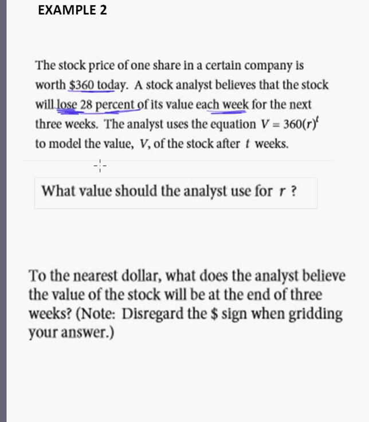Now, let's go back to our conventional model. The future value of the stock will be equal to the present value times (1 minus I) to the power T, because it's per week, which is equal to, now we have 360 starting now, which is our initial value, times (1 minus 0.28). Is it 28%? Yes, because 28% per week, to the power T. And therefore, this will be equal to 360 times 0.72 to the power T.